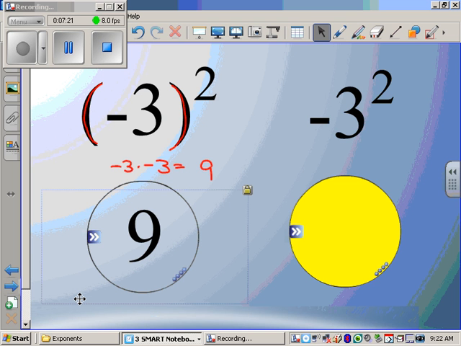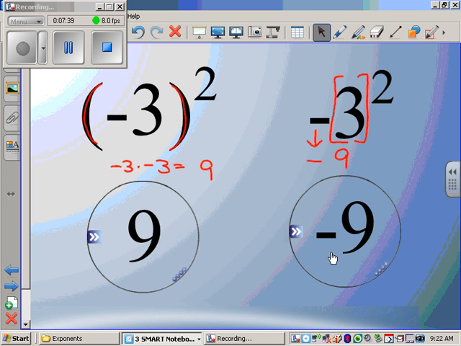so our final answer for this first one is a positive 9. In this second problem, the difference is there are no parentheses. When there are no parentheses, then only what's immediately next to the exponent gets squared. So the negative actually drops down into the answer, and you're only squaring the 3. So in this one, the answer is actually negative 9.